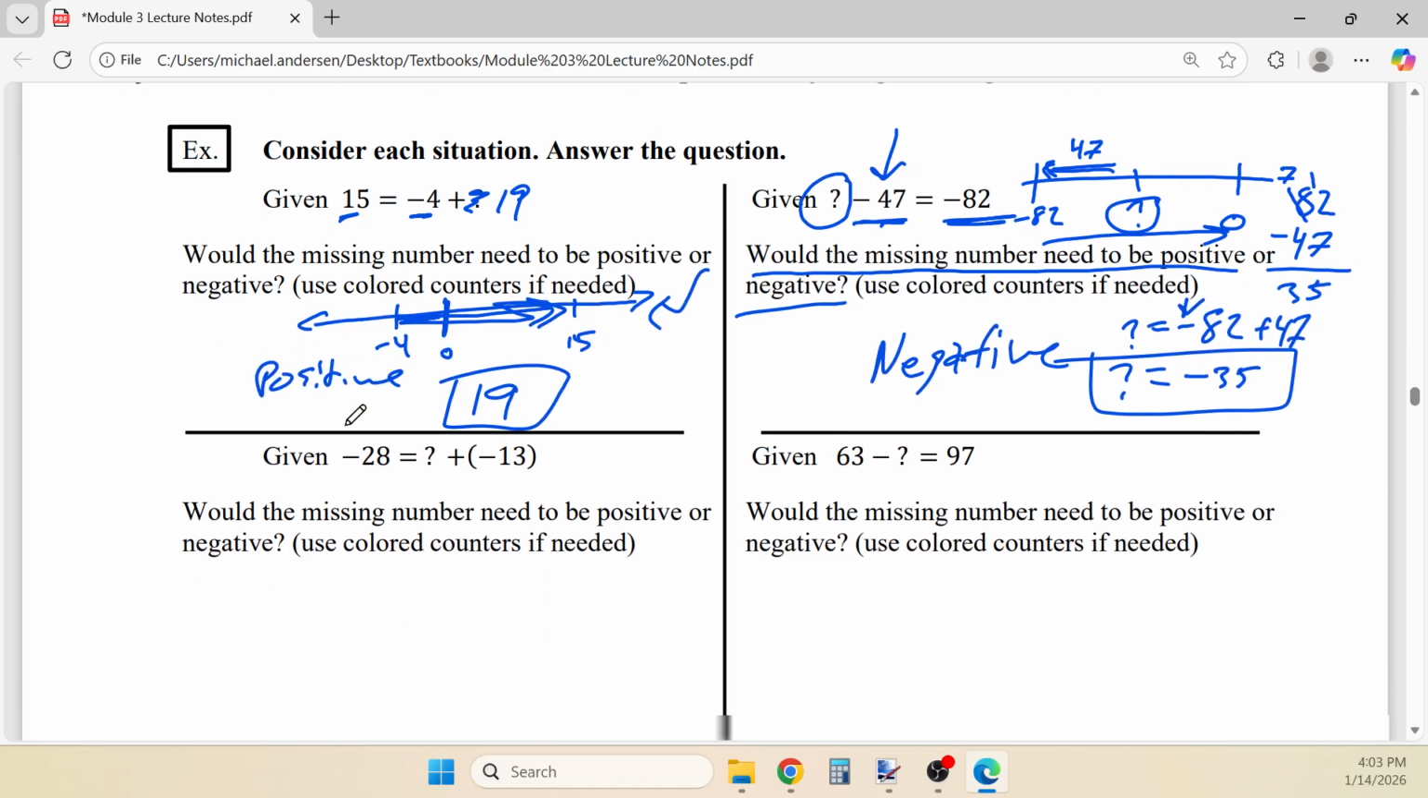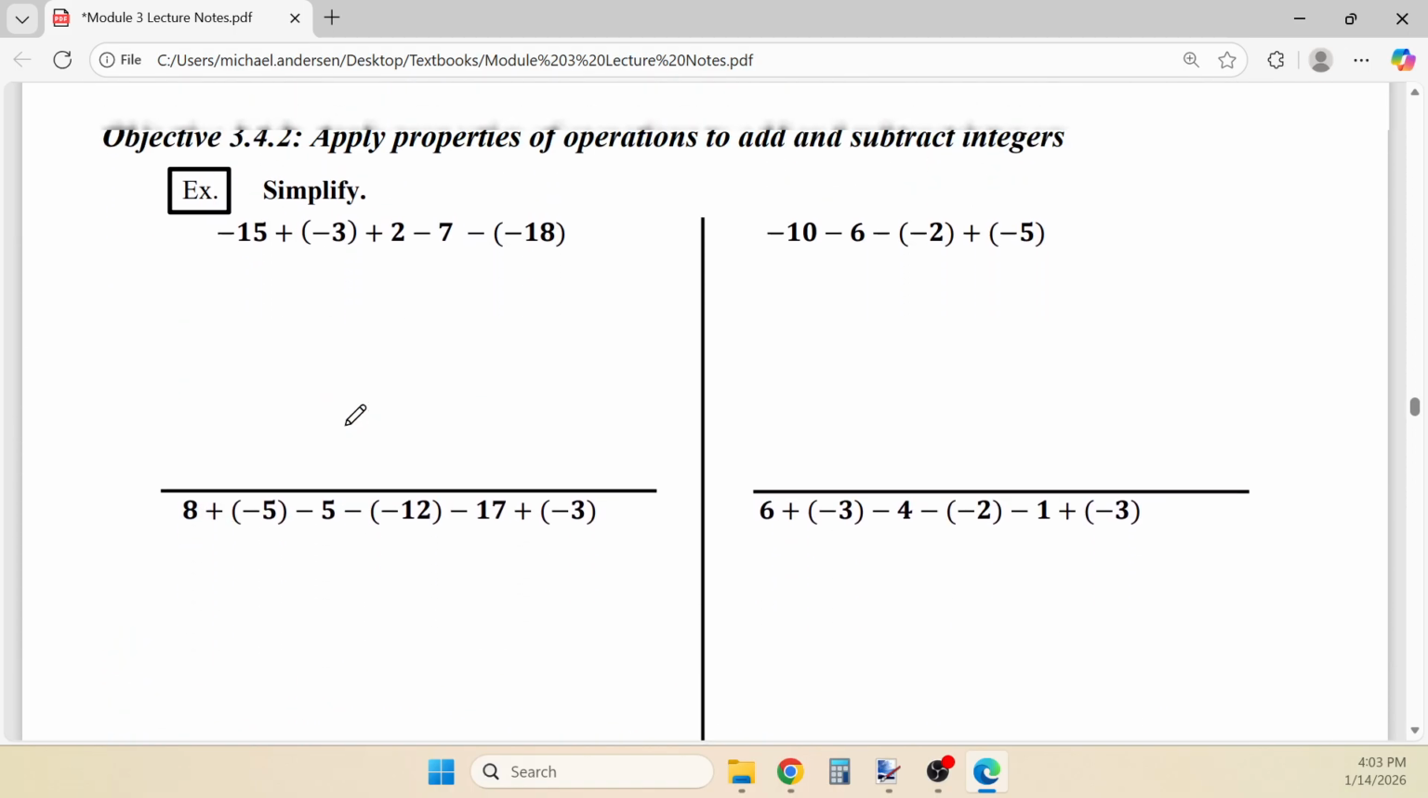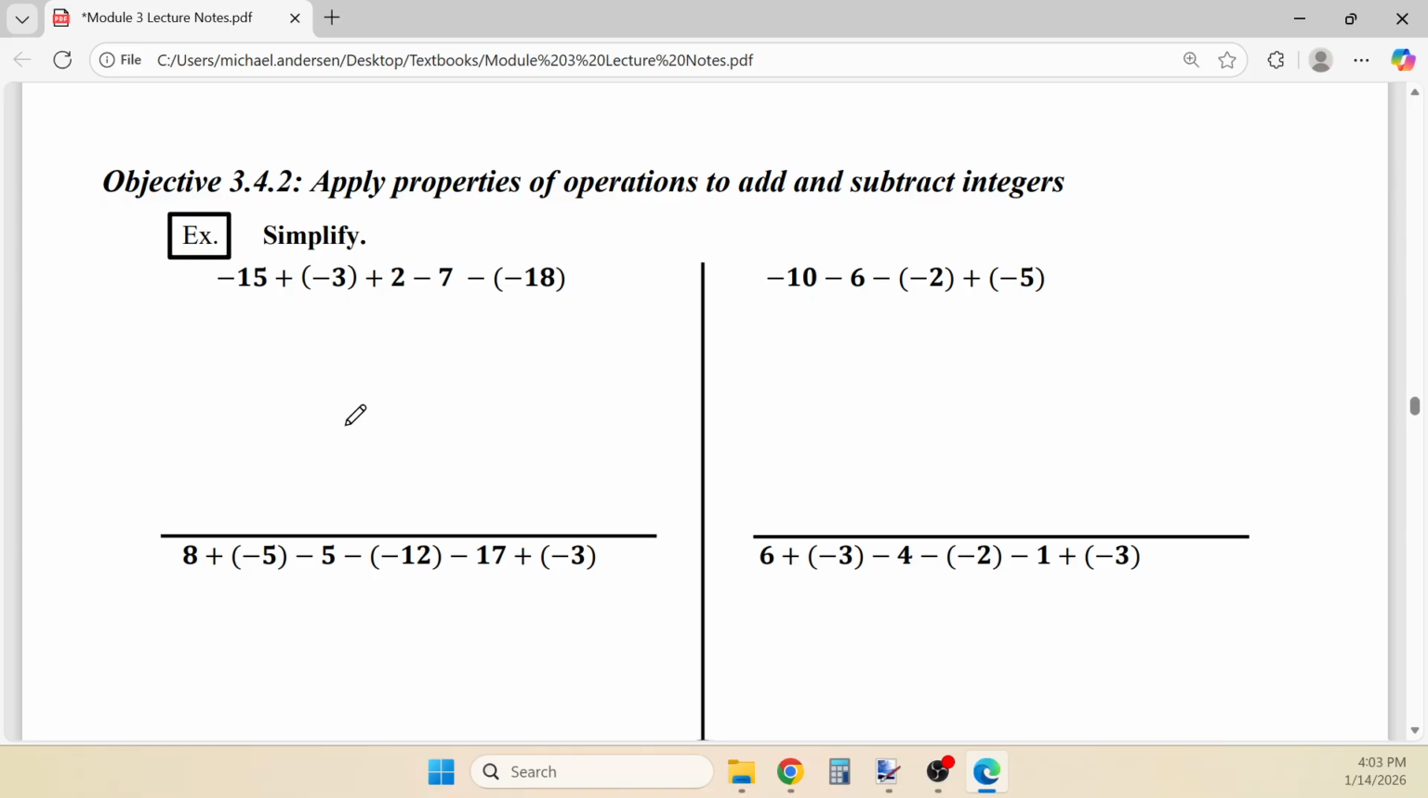Okay. I'll let you work on the next two yourself. Let's go to the next section. And again, if you get stuck on any of these questions, bring them up in class. We'll go over them on Tuesday.